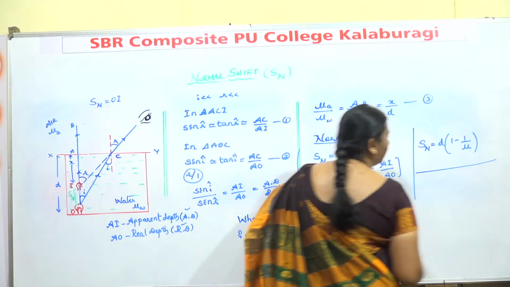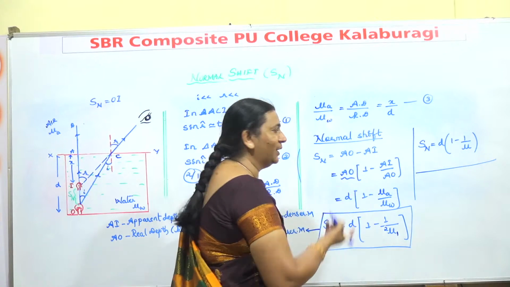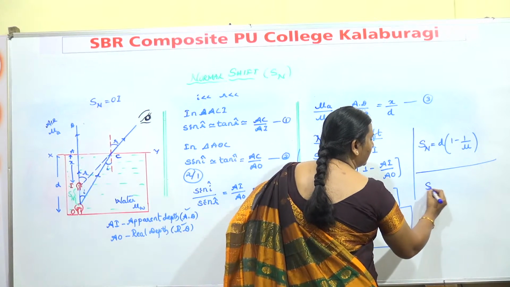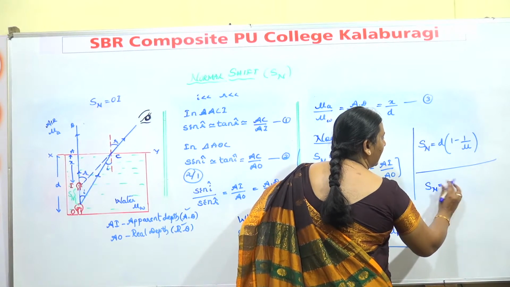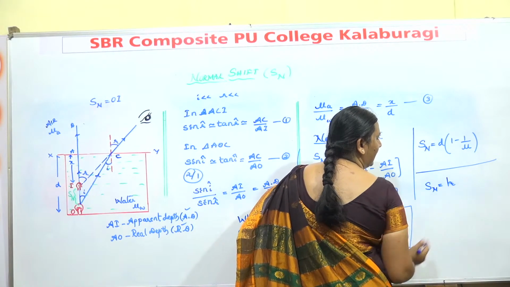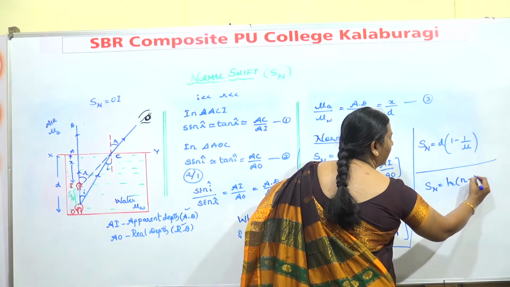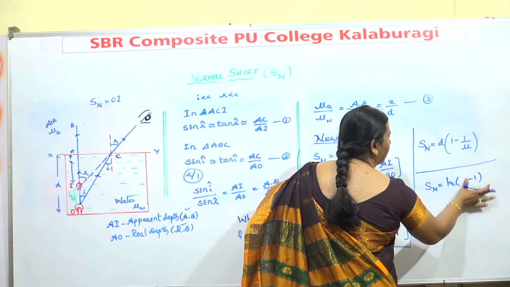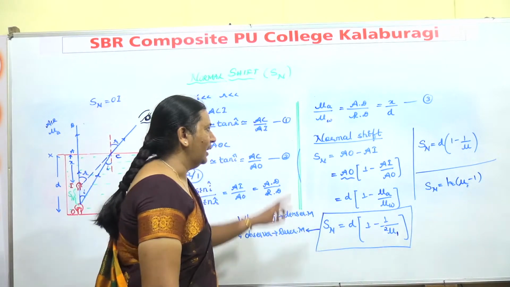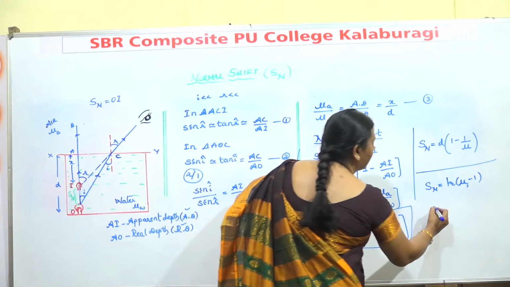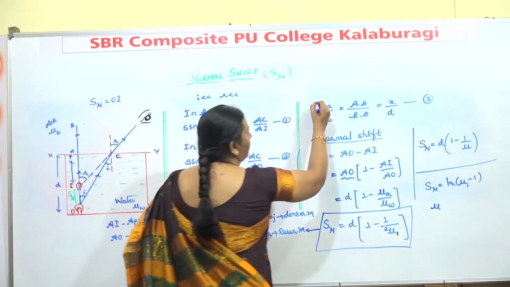Suppose you are having the object in the rarer medium, try and get it. I am giving you the equation. Normal shift is going to be the actual height, the height of the bird, into (mu minus 1), or n minus 1, you can take any notation. Clear? This equation is also important, children.